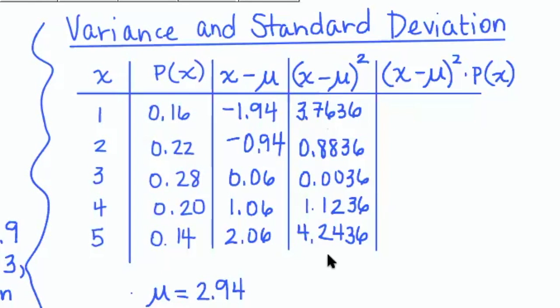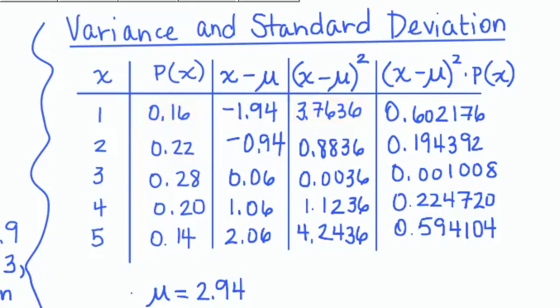Continue squaring all the rest of the values. I have now squared the values, and the last step is to multiply by the probability column. So when you're doing this step, make sure you're looking here and here, multiplying those two numbers together, and that'll give you the value for the last column. All right, so I have my last column, and the last step, if you look at the variance formula, after you have managed to calculate all of this, is to add up all of those decimals.